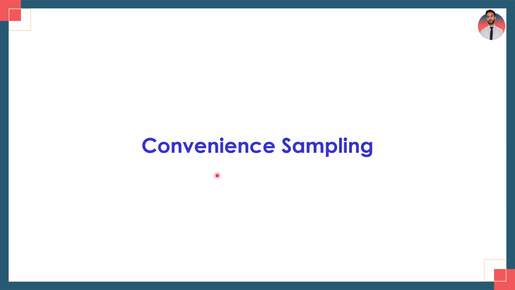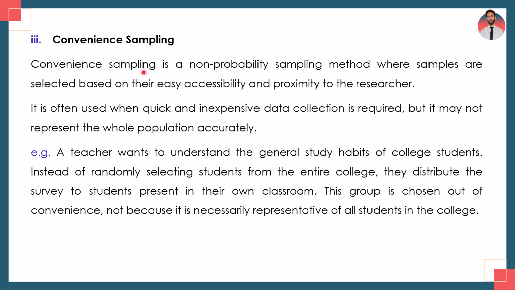Now students, I will discuss the third type of non-probability sampling, that is convenience sampling. Convenience sampling is a non-probability sampling method where samples are selected based on their easy accessibility and proximity to the researcher. It is often used when quick and inexpensive data collection is required, but it may not represent the whole population accurately. For example, a teacher wants to understand the general study habits of college students.